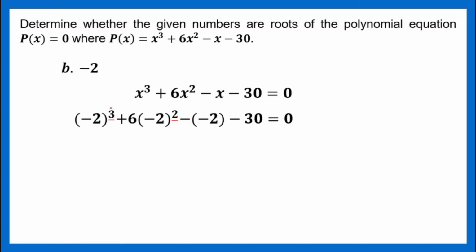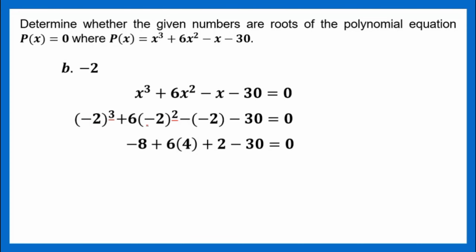Kapag odd number, just like 3, ang magiging sagot mo dapat sa baba ay negative. Kapag even number, just like this, naka-square, ang magiging sagot mo dapat ay positive. Ganun po yan. So here, since odd number ito, dapat ang magiging sagot natin ay negative 8. Bakit? That's negative 2 times negative 2 times negative 2 ng 3 beses. So, magiging siyang negative 8 dito.